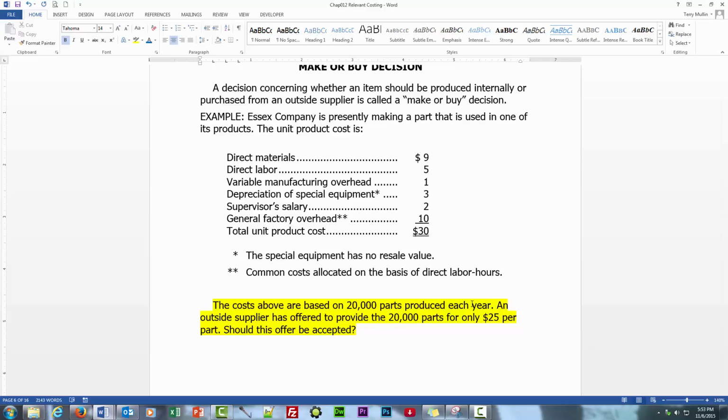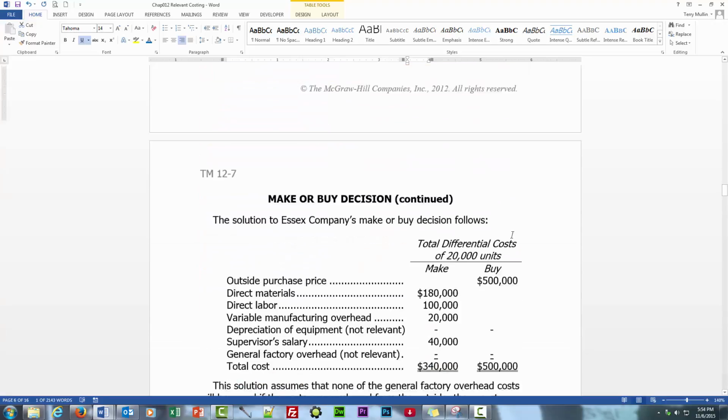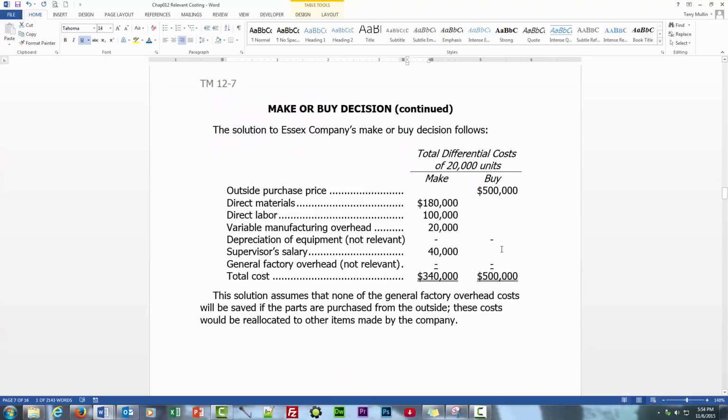But that's not the case, because we've got $3 of depreciation that we're going to have to depreciate whether we use it or not. And we've got $10 here in factory overhead that whether we make it or not, that overhead, that property insurance, taxes, whatever it is, is still going to be there. So if we move on and look at the two side by side, if we have 20,000 units and we're going to buy them for $25 a unit, we're just going to spend $500,000.